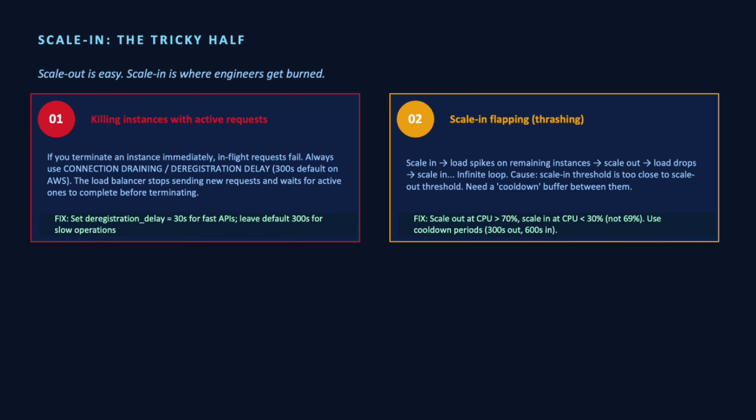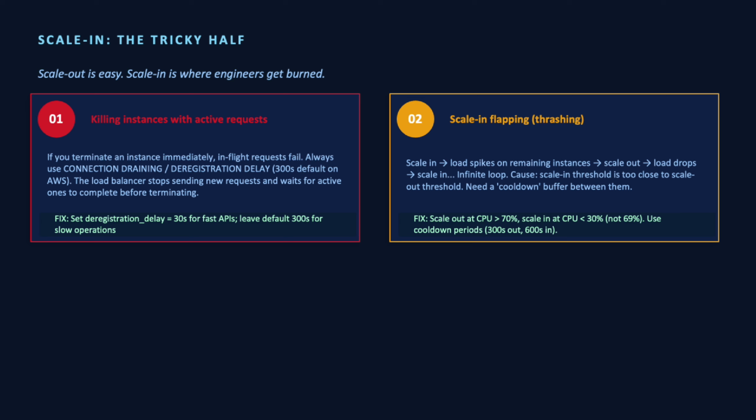The remaining servers are now at 65% CPU and your scale in threshold is 60%. So they are above the scale in trigger but below the scale out trigger, right? But if a small traffic uptick pushes them to 72%, you scale out, and then traffic drops, so you scale in, scale out, and scale in. This wastes money and causes instability.